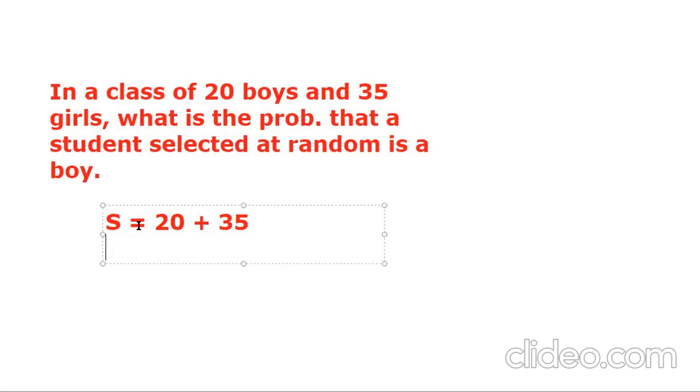Now the event of picking a boy will be equal to the number of boys in the class. That is 20. So in a class of 20 boys and 35 girls, our sample space is 20 plus 35, which is equal to 55. The event of picking a boy is the total number of boys in the class, because if you are picking a boy at random, you can pick any boy out of those 20 boys.